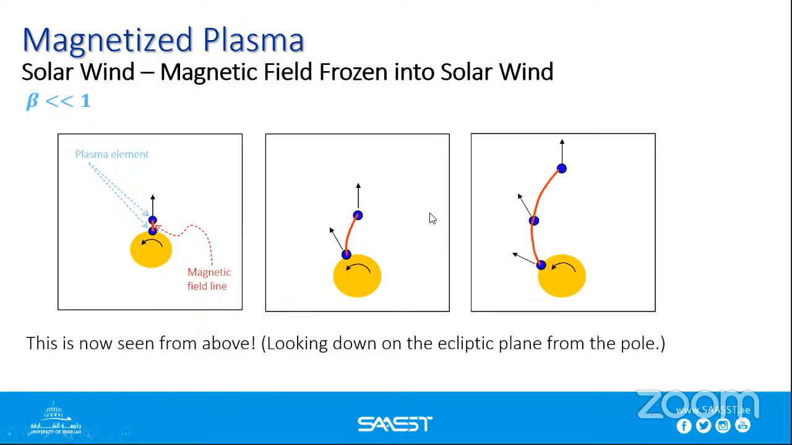Further, looking into the scenario at a later stage, the sun emits the second plasma element into the wind, and both those plasma elements would still be connected. So all these three would still be connected as long as the frozen-in magnetic field line theorem holds.